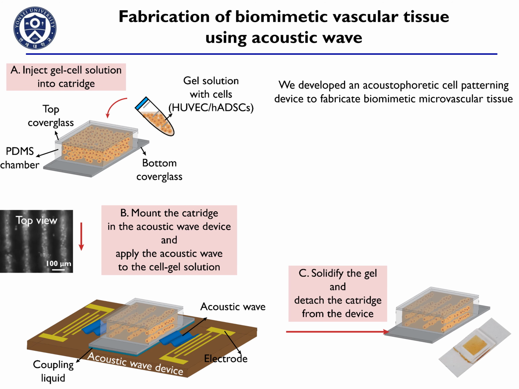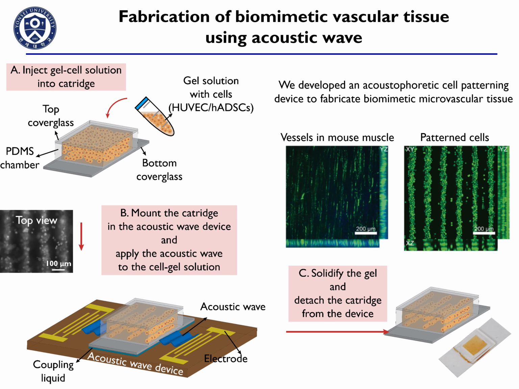After the solidification, the cartridge was detached from the device, and the patterned cells in the cartridge were then cultured in the incubator and transplanted into the mouse model. Right after the gel solidification, the patterned cells showed similar geometry to the blood vessels in mouse muscle.